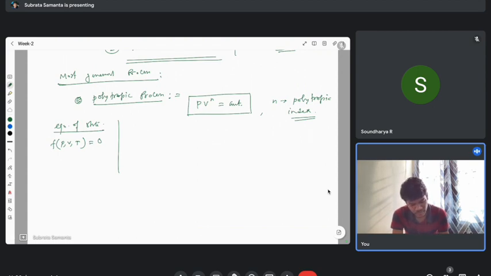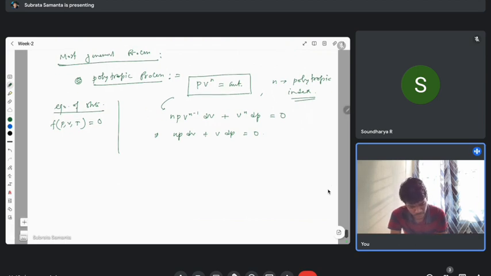So for the polytropic process, PV to the power n equals constant, we take the first derivative. What we get is n P V to the power n minus 1 dV plus V to the power n dP equals 0, right? Then factoring out V to the power n minus 1, we get nP dV plus V dP equals 0.